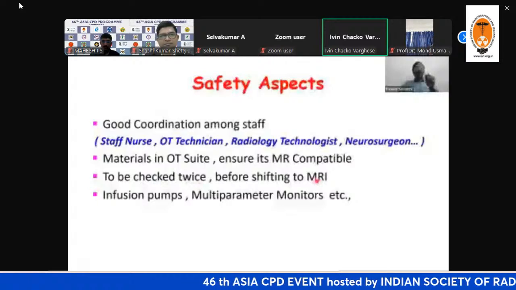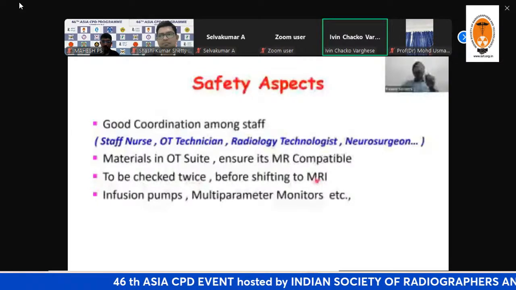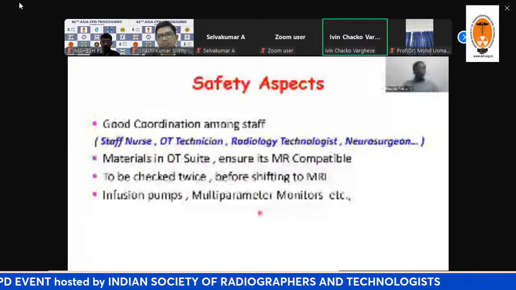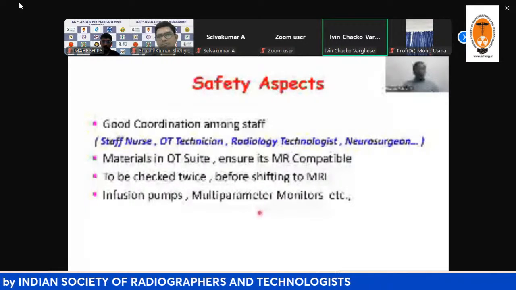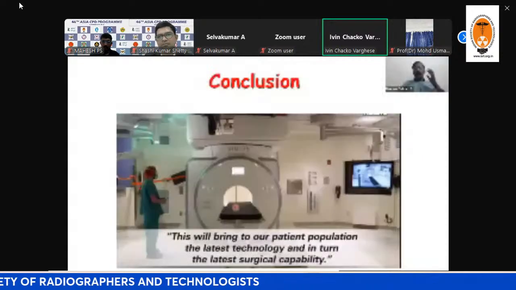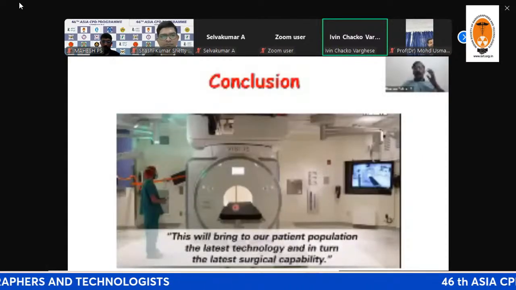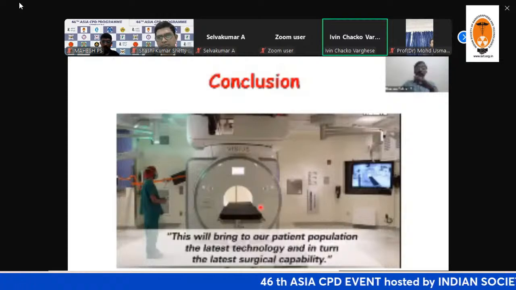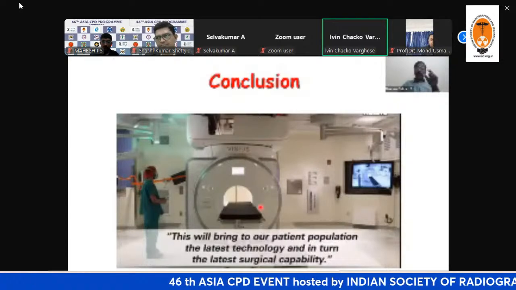Yeah, like infusion pumps, multi-parameter monitors, everything. Okay. And crucial parameters which the people should understand. So with this, I would like to conclude. I have given an explanation, and as a summary, I'll give it in a nutshell.